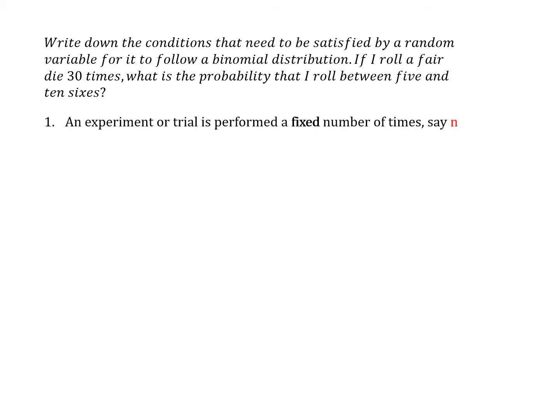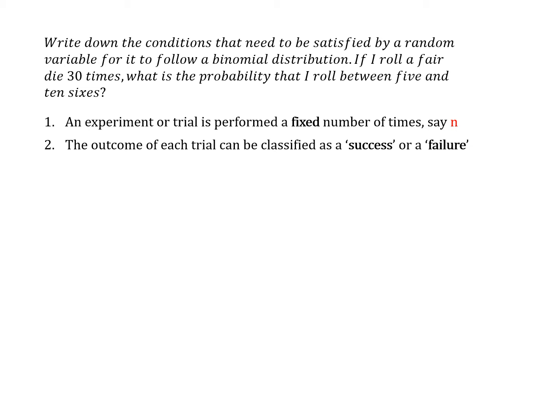And the first one is to do with the number of times that we repeat the trial or experiment, and it has to be a fixed number of trials. So that's the first condition. The second condition is that we can classify the outcomes as either a success or a failure. That doesn't mean to say there have to be only 2 outcomes.